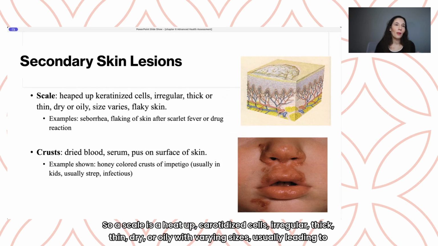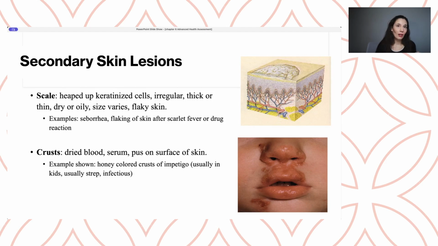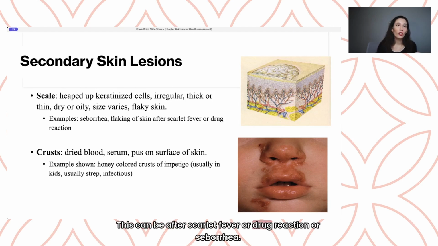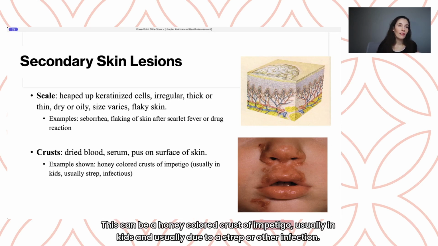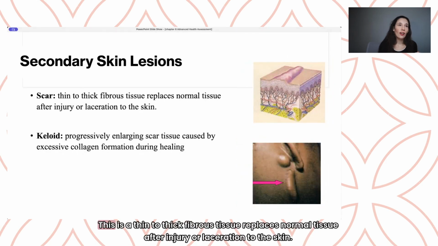A scale is heaped up keratinized cells, irregular, thick, thin, dry, or oily with varying sizes, usually leading to flaky skin. This can be after scarlet fever or drug reaction or seborrhea. Then crust is dry blood, serum, pus on the surface of the skin. This can be the honey-colored crust of impetigo, usually in kids, and usually due to a strep or other infection. There can be a scar. This is thin to thick fibrous tissue that replaces normal tissue after injury or laceration to the skin.